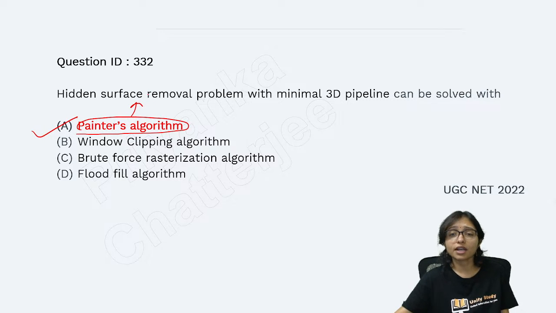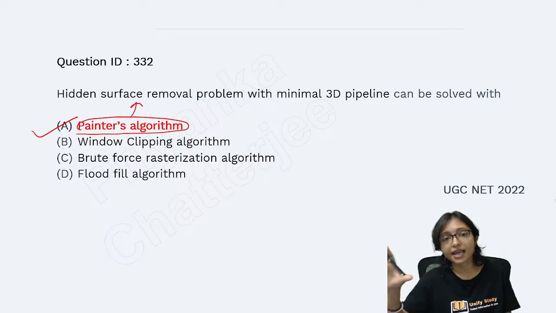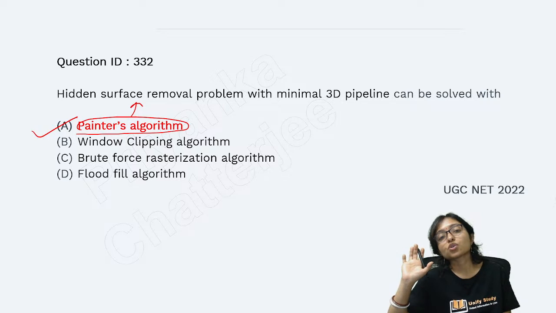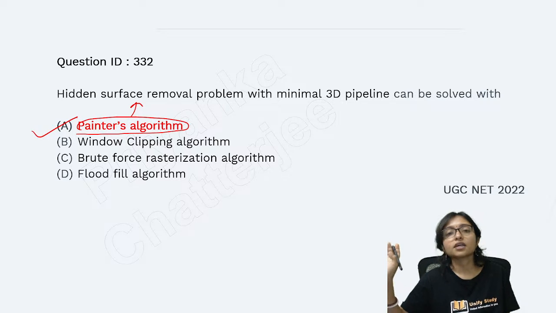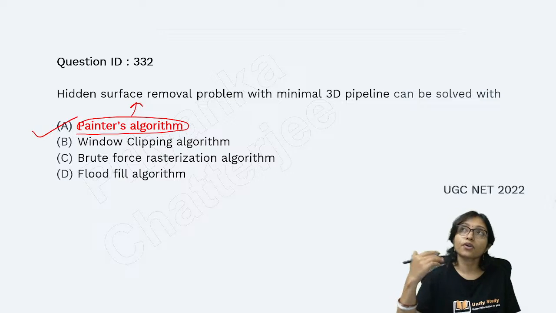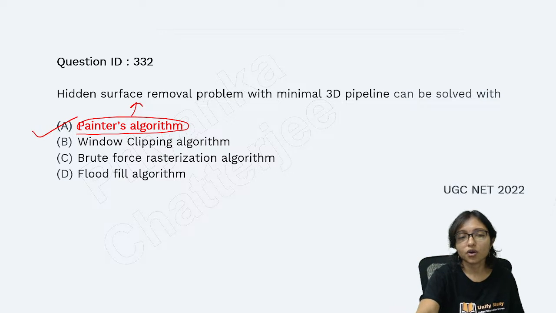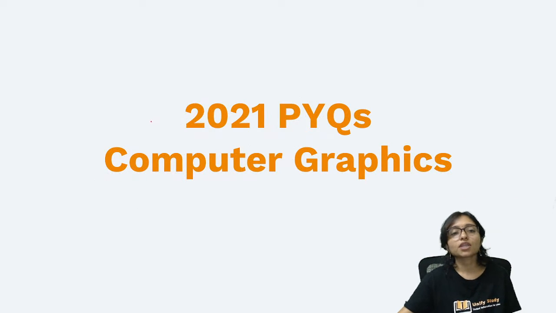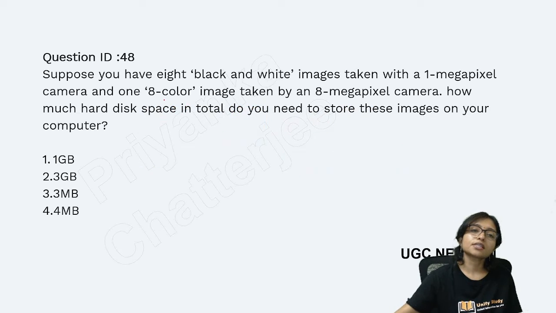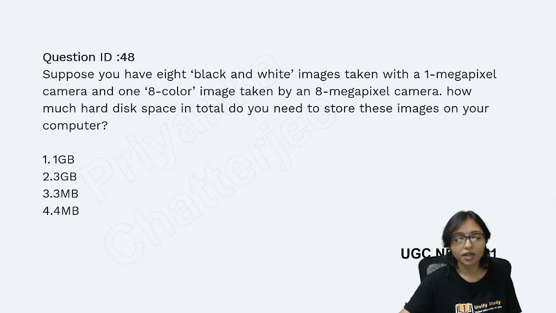Here in computer graphics, you have to make a list of the frequently repeated algorithms. You can see these are the algorithm names. So you must prepare a list of all the algorithms and where each one is used. Okay. Next one is 2021 computer graphics. Let's see what the question was in 2021.